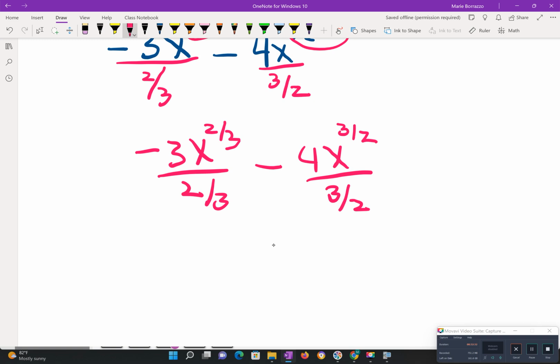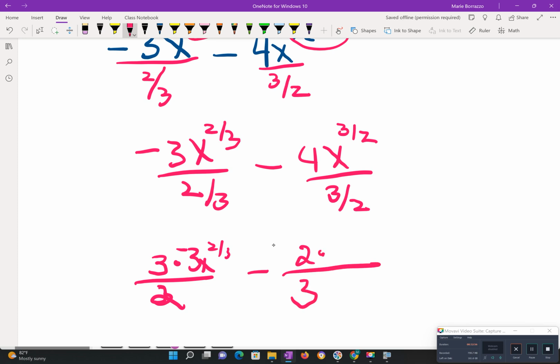So what we're going to do is we're now going to keep, change, flip. So this is going to become multiplied over here as 3 over 2. So basically 3 over 2 times negative 3x to the 2/3 minus 2 over 3 times 4x to the 3 over 2.